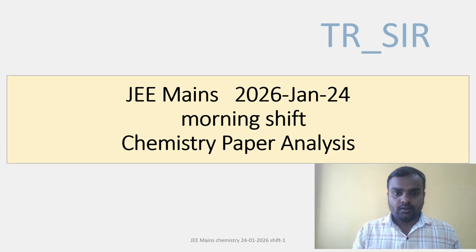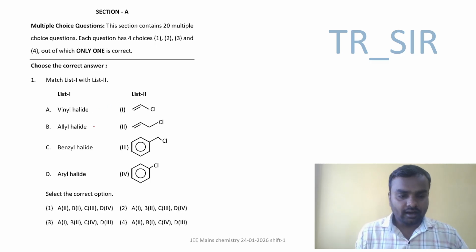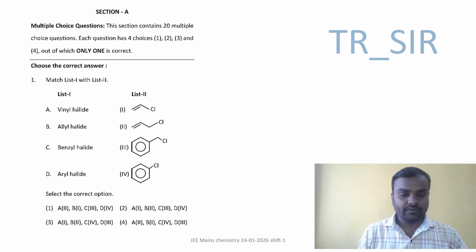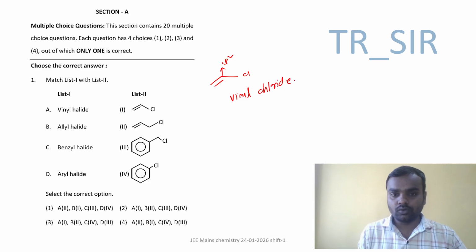Question number one, what is it actually talking about? It's a basic question. Allyl halide, vinyl halide, benzyl halide, as well as aryl halide. When halogen is connected to sp2 carbon, that will be vinyl halide, that means vinyl chloride.